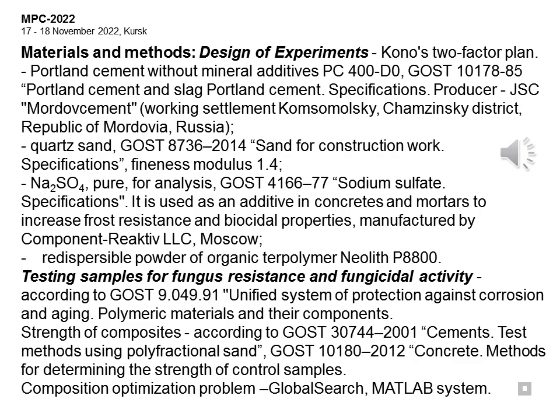When tested according to method 3, infected material samples were placed in petri dishes with DAPAC nutrition medium which feeds mold spores. Method 3 determined whether the building material has fungicidal properties. Strengths were determined according to GOST cements test methods using polyfractional sand and GOST concrete methods for determining the strengths in control samples. The optimization problem was solved using the global search MATLAB system.